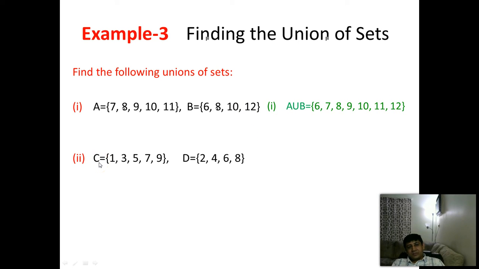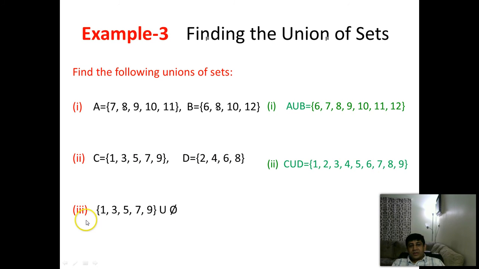Similarly, if this is set C and this is set D here, if you want to find the union, just combine the elements without repeating. This is this one here. And the last example is, this set is given to us, same set, and we want to find its union with the empty set. Empty set contains nothing, so there is nothing to combine. It will be the original set as it is. Okay, like that.